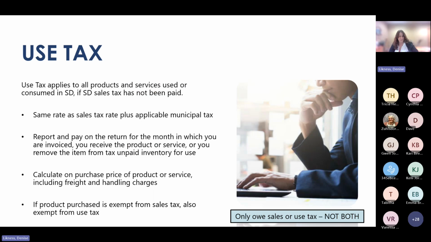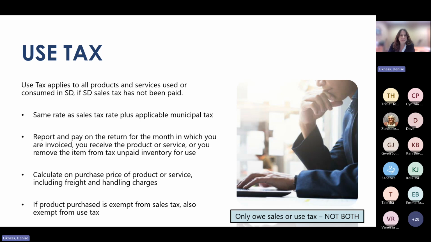Use tax. I love this topic, and more people are aware of it than what they were 24 years ago when I first started with the Department of Revenue and went through training on use tax. It was foreign to me. I had no idea what it was.